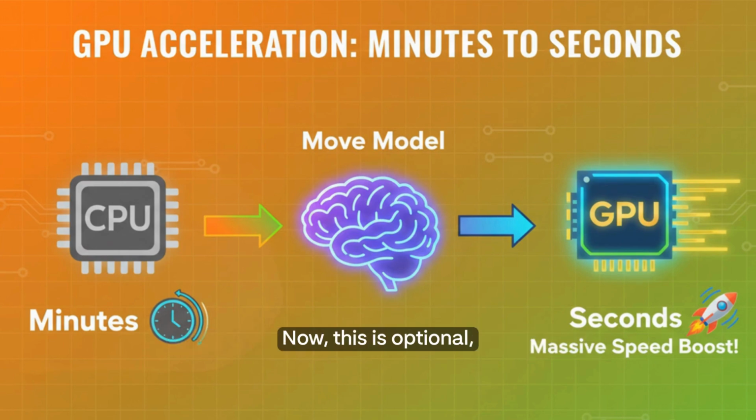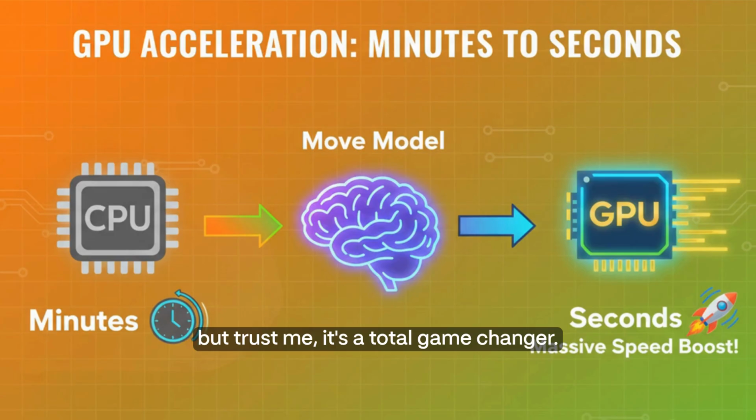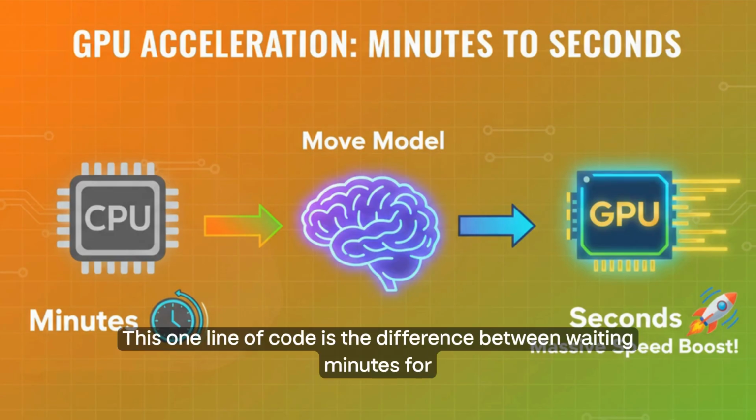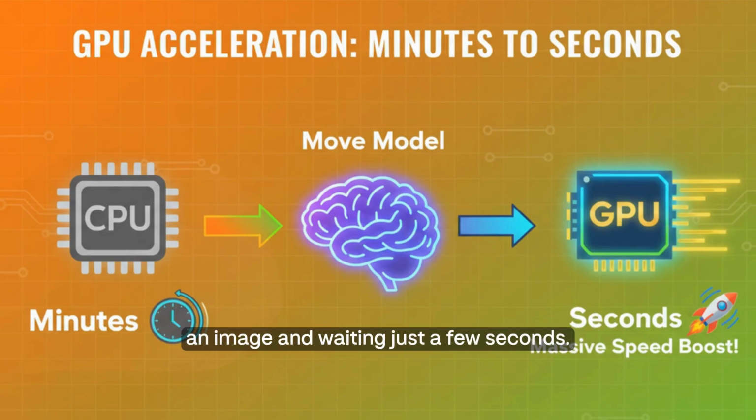Now, this is optional, but trust me, it's a total game changer. This one line of code is the difference between waiting minutes for an image and waiting just a few seconds. It's like strapping a rocket booster to our AI.